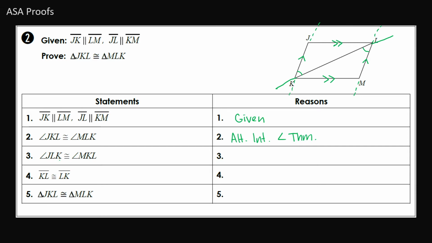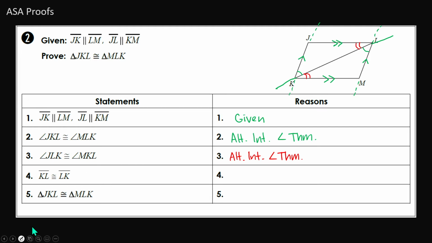Next, it says we're going to prove that angle JLK, I'll use a different color for this one, angle JLK is congruent to angle MKL right here. I see that these two are congruent, and we can also prove that these angles are congruent using that same alternate interior angle theorem. If two parallel lines are intersected by a transversal, then alternate interior angles are congruent.